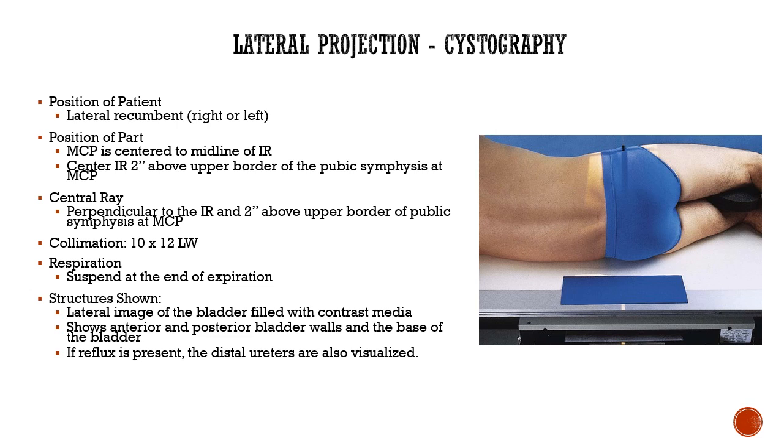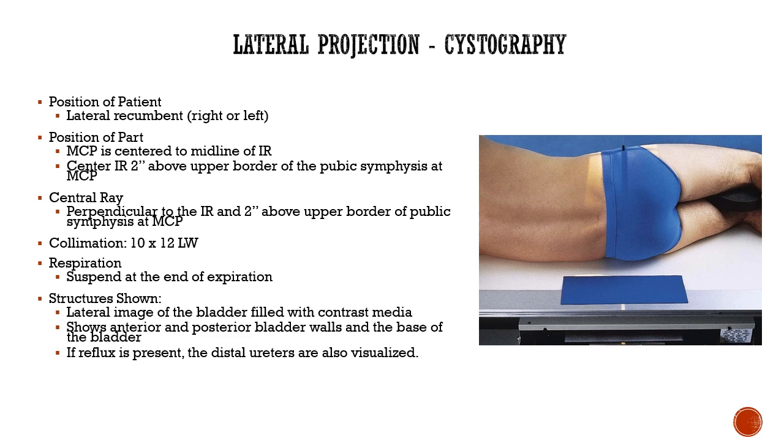The lateral projection for cystography is where the patient is in a lateral recumbent position, either right or left. The midcoronal plane is centered to the midline of the image receptor, and we're going to center 2 inches above the upper border of the pubic symphysis at the midcoronal plane. We're going to be perpendicular to the image receptor again, and our collimation is 10 by 12 lengthwise, still suspending at the end of expiration.